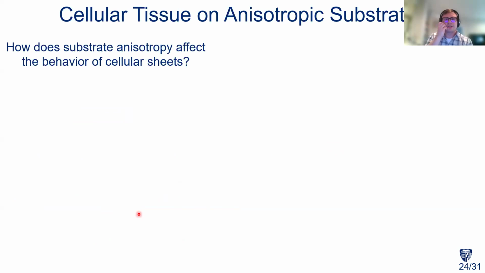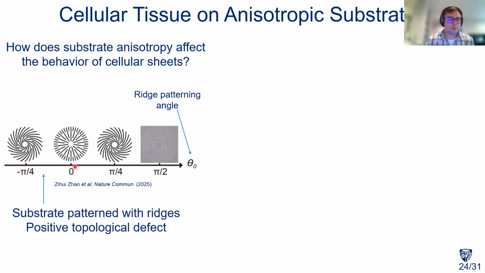It had to do with cellular tissue on anisotropic substrates, and in particular, how does substrate anisotropy affect the behavior of cellular sheets? Often cells, especially the type of cells which are naturally elongated, are thought of as active nematics. So one of the things that researchers do is put them on different patterns to have the cells take on certain nematic patterns themselves.